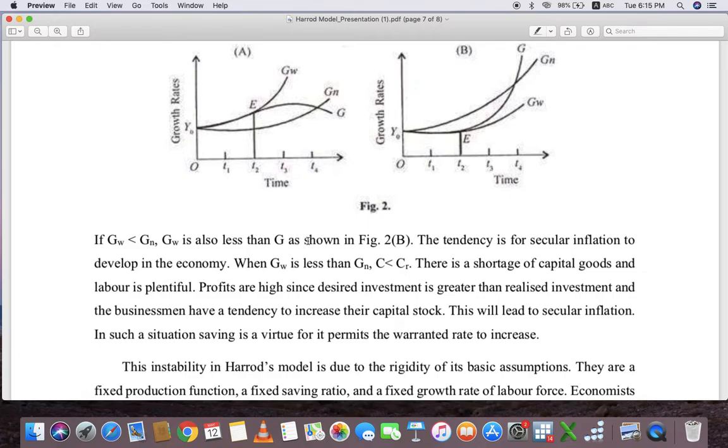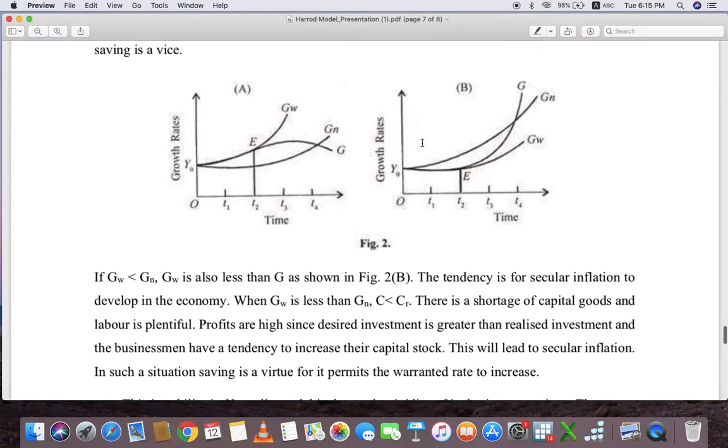In this situation saving is very much welcome. Saving is a virtue, because if saving increases, investment will also increase, and as a result production can be increased and it can meet the increased demand in the market. As a result, inflation can be decreased. This is explained in panel B.